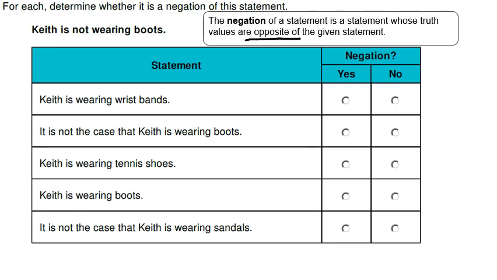So the negation of that would be, quote, the opposite. Well, Keith is wearing wristbands. No, that is not the negation of this. This is talking about wearing boots, where this is talking about wristbands. Those are not negations. Keith could be wearing boots or not wearing boots. Has nothing to do with wearing a wristband or not.